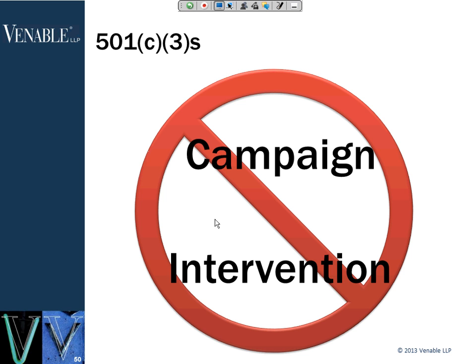Unfortunately, the line between permitted and impermissible activities can be murky, and it can be easily transgressed if the organization isn't careful about how they structure their activities. There are several slides here that I'm not going to go through in great detail because we have some additional material that we want to cover.